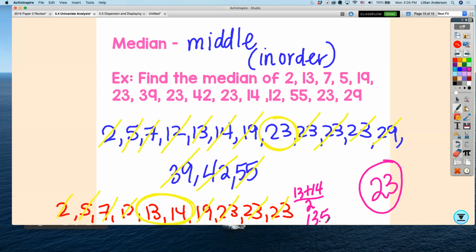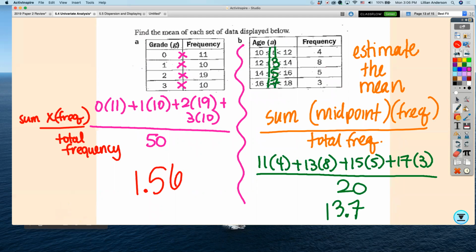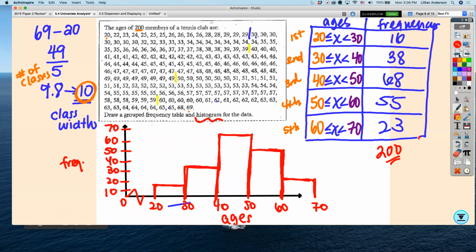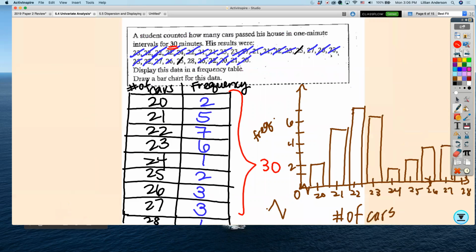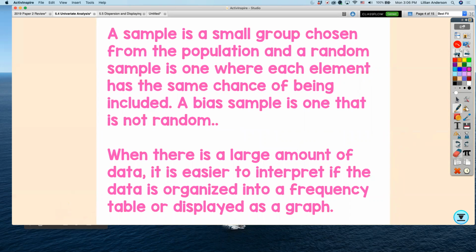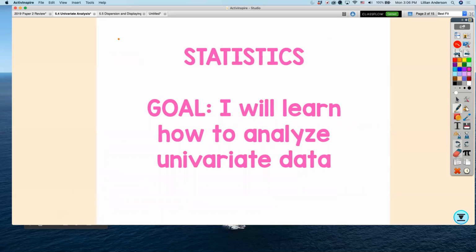So this is the first little bit of statistics. Lots of definitions, lots of terminology. Median, the value in the middle. Mean, average. You add them up, divide by however many you have, or you find the midpoints and multiply them by the frequencies, add them up and divide by your total frequency. Mode or modal class, the number that appears the most. You have a histogram, bars touch, bar graph, bars don't touch, frequency tables, and frequency distributions. You have your different sampling techniques, what a sample is, random or biased, qualitative versus quantitative data. All that is just the very basics of statistics.